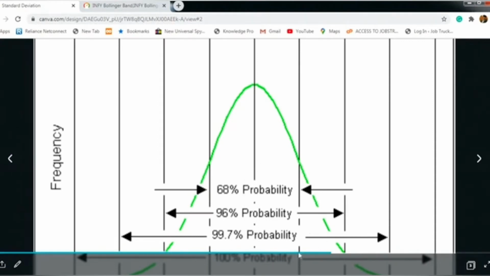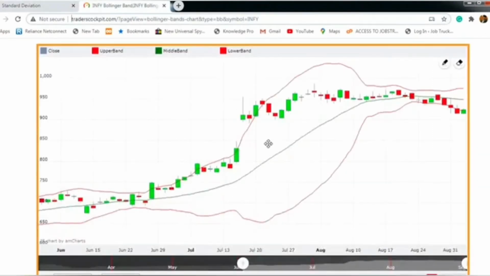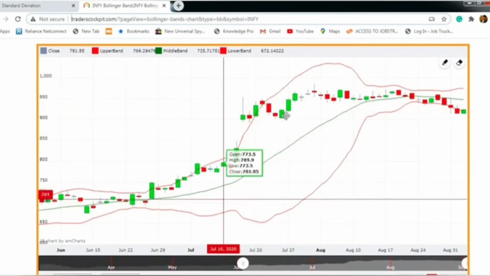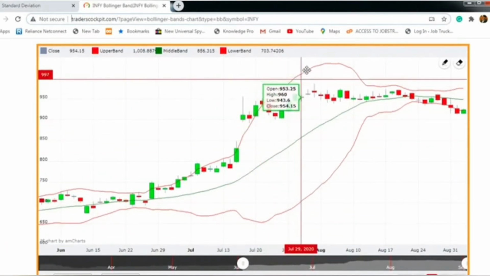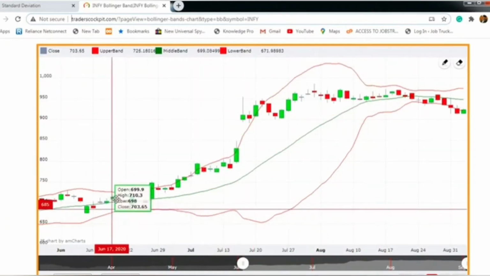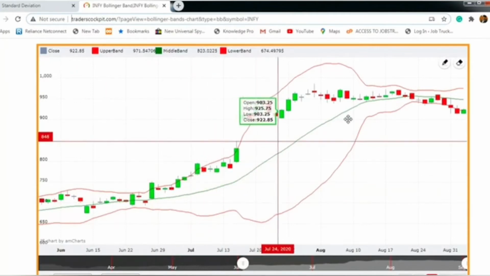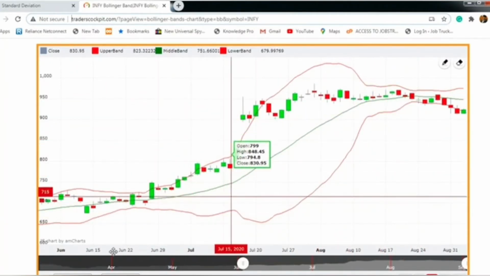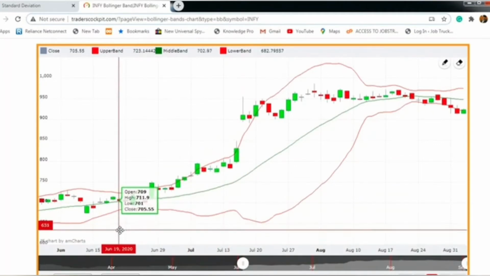The same thing is applicable in the stock market. Upper band and lower band will be there. These are the two factors for standard deviation. The upper band is a positive deviation and the lower band is a negative deviation. The middle one is the standard deviation band, the average band. Now let us look at how it becomes helpful for us in the stock market.